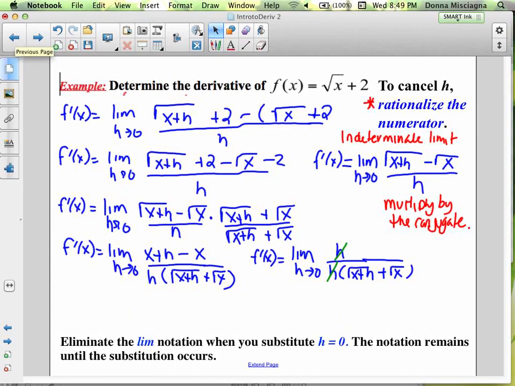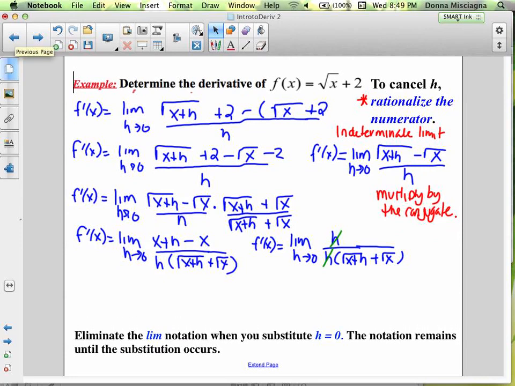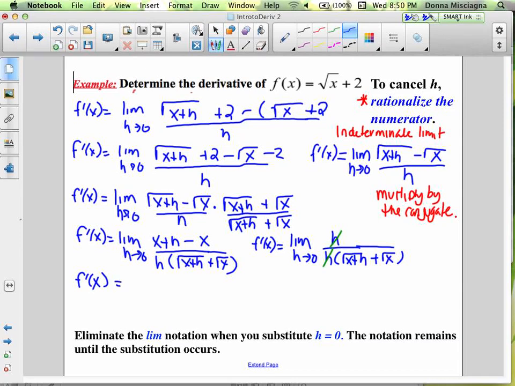A little reminder, you're going to keep limit notation until you substitute, all right? Notation remains until the substitution occurs. Don't have a linkage error. So f prime of x is equal to, I'll rewrite it because I'm going to substitute now, the limit as h approaches 0 of 1 divided by the square root of x plus h plus the square root of x.